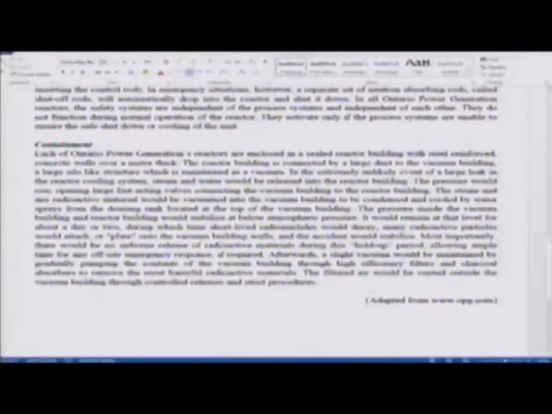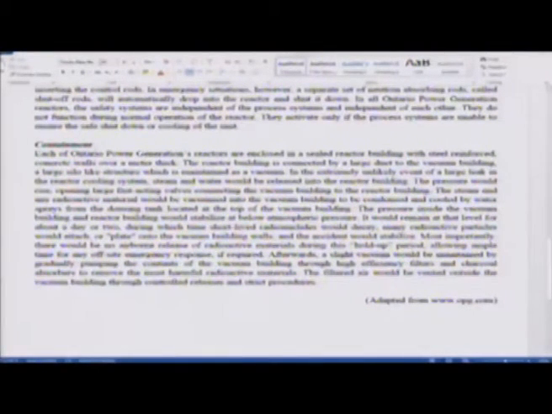So, this is 3. Once it reaches the vacuum building, it is condensed and cooled by water sprays from the dousing tank located at the top of the vacuum building. So, this is the next step. The pressure inside the vacuum building and reactor building would stabilize at below atmospheric pressure. It would remain at that level for about a day or two, during which time short-lived radionuclides would decay. Many radioactive particles would attach or plate onto the vacuum building walls and the accident would stabilize. So, that is how the process actually continues.